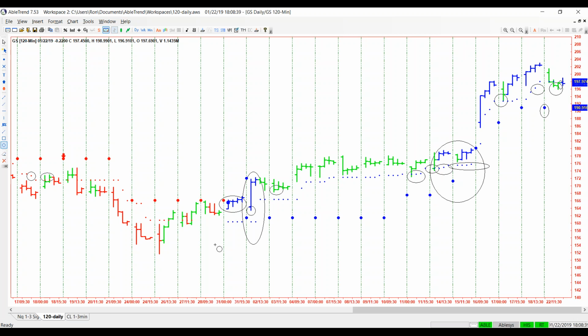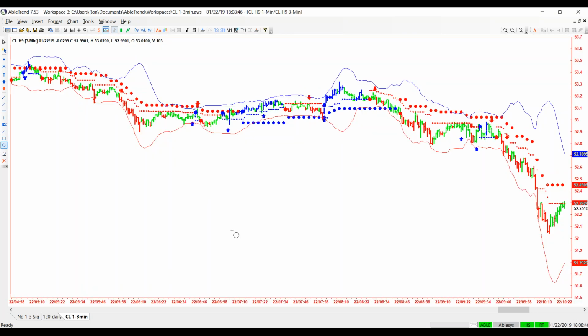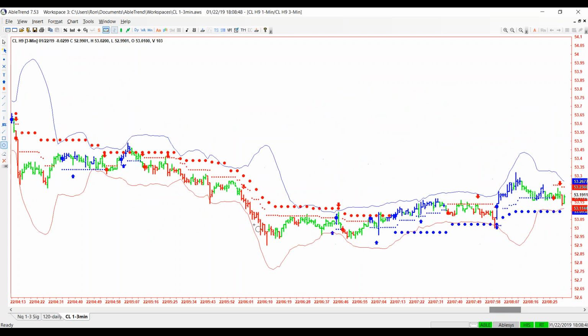Good stuff right there. A lot of money on that chart, just having the discipline to take the signals. Here's a crude oil chart, and it's a good day for that, as well as the E-mini S&P and the E-mini NASDAQ.